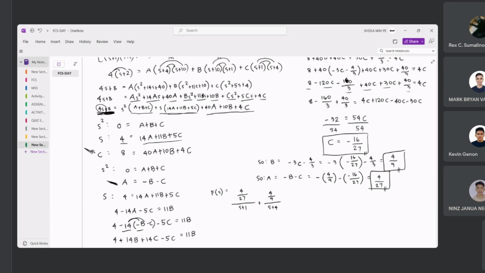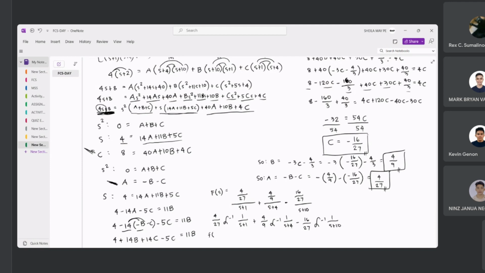And our c is negative, so that's basically negative 16 over 27 over s plus 10. And we need to take the inverse Laplace of this one. Let's do 4 over 27 first. Inverse Laplace of 1 over s plus 1, plus 4 over 9 inverse Laplace of 1 over s plus 4, minus 16 over 27 inverse Laplace of 1 over s plus 10.